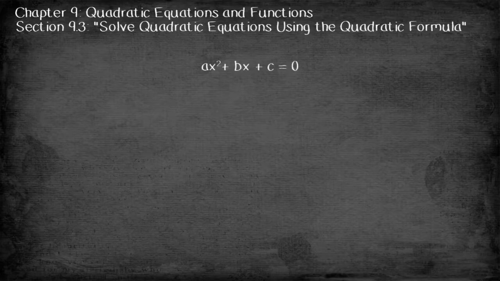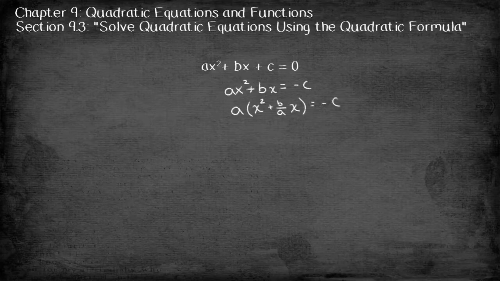All right, we start with ax squared plus bx plus c, and we do what we did in the completing the square section, and that is we want to get everything the way that we like it for completing the square. So we have ax squared plus bx, and then we're going to subtract c from both sides, so this right-hand side is going to be negative c. We factor out an a. Then what we do is divide both sides by a, so we get x squared plus b over a times x is equal to negative c over a.